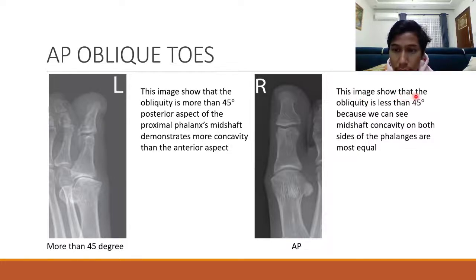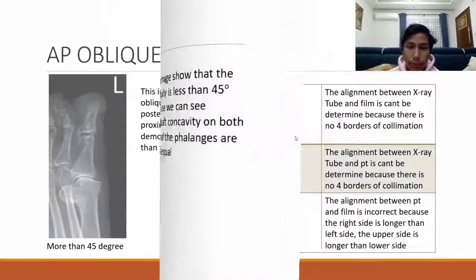This image shows that the obliquity is less than 45 degrees because we can see the midshaft concavity on both sides of the phalangeal is almost equal. You can see this side and this side are almost equally concave.